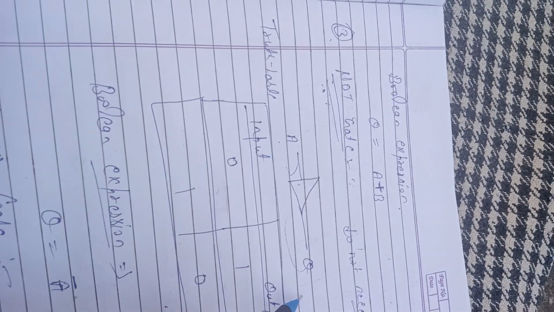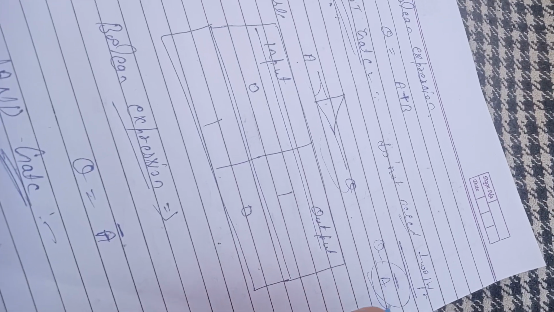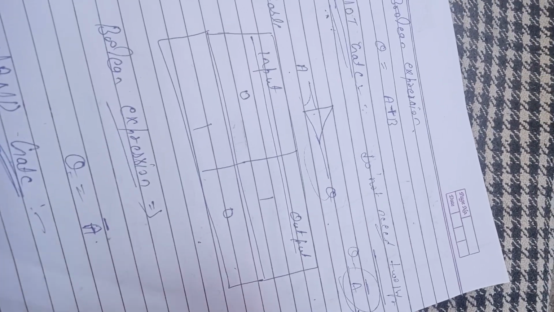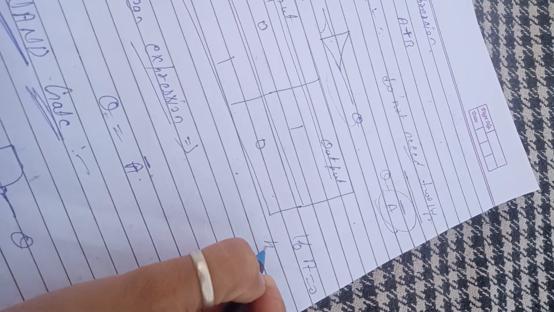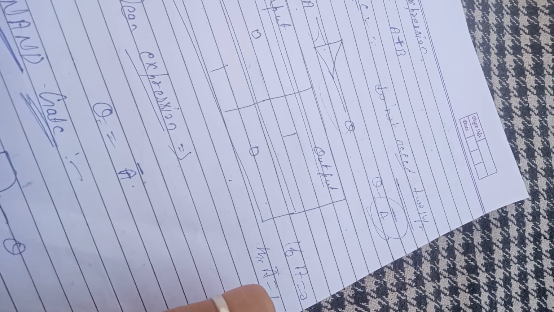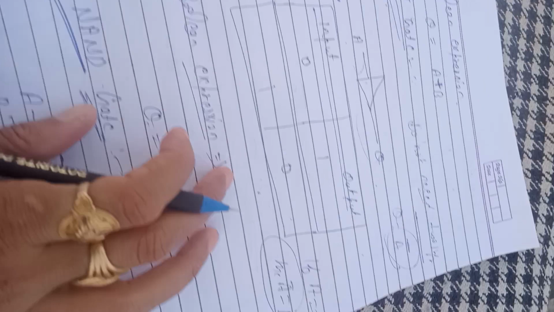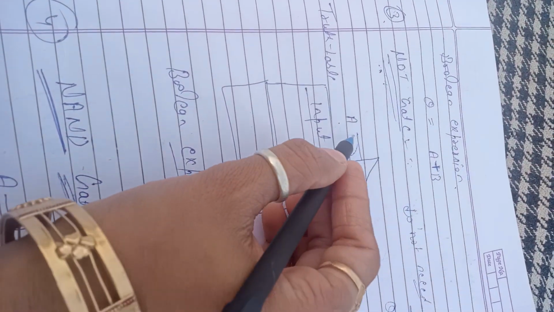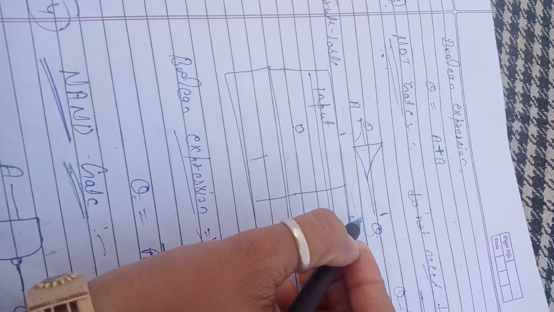A is the input and Q is the output. Here Q is equal to A bar. This is the Boolean expression: Q is equal to A bar. A bar means if A is 0, then A bar is equal to 1. A bar means it is the negative. When we apply input 0, the output is 1. When we apply input 1, then the output is 0.